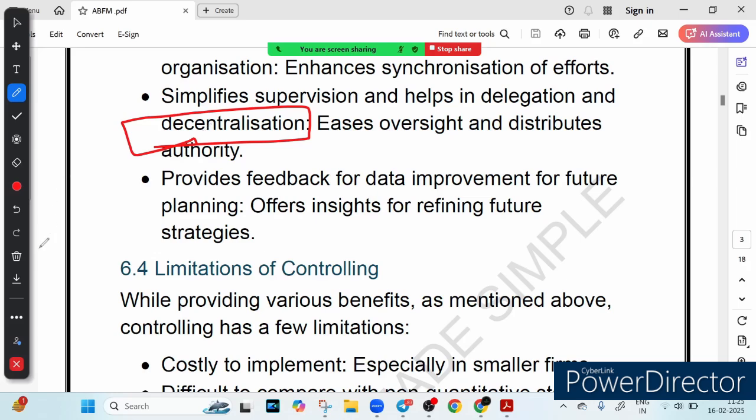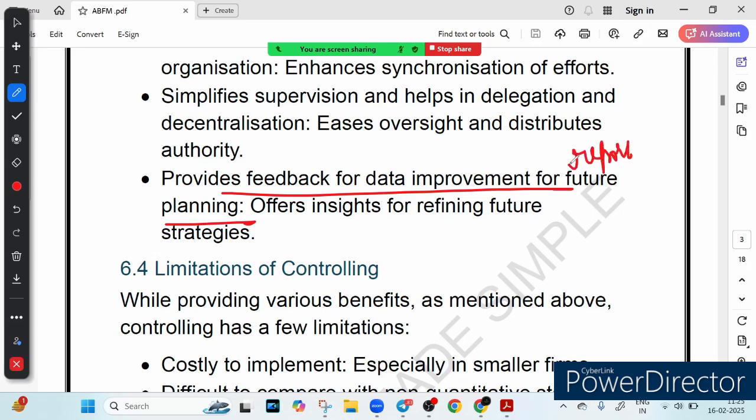And finally, it provides insight for future planning, right? You can see it provides feedback or insight for the future planning. What it means, controlling acts like a company report card. It tells management what worked, what did not work, and how to plan better for the future. So a smart decision today is equal to bigger success tomorrow.